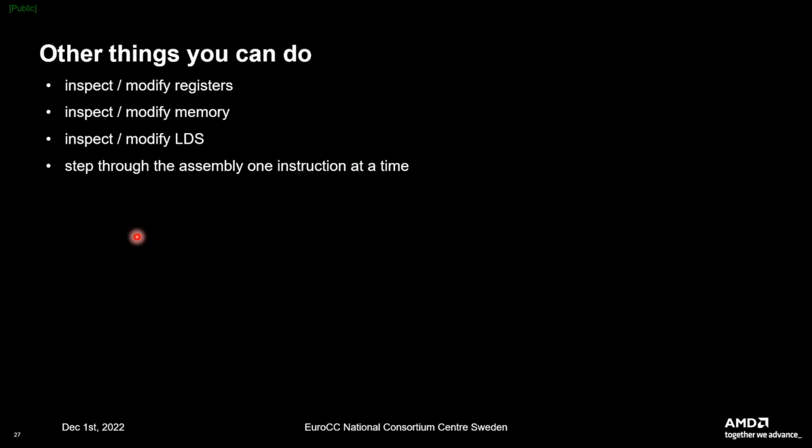There are a lot of other things that you can also do with ROCgdb. You can inspect and modify registers. I just showed on the hardware side, we have vector registers and scalar registers. You can inspect memory aspects of your code. You can inspect and modify the local data share, like how you are loading into the LDS, and how you're storing or writing from it. And you can step through the assembly one instruction at a time as well. So I'm going to showcase some of that right now.